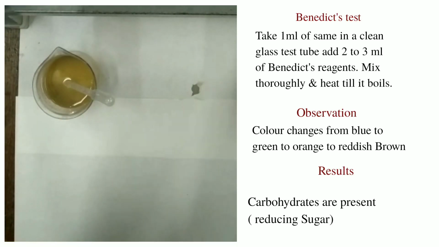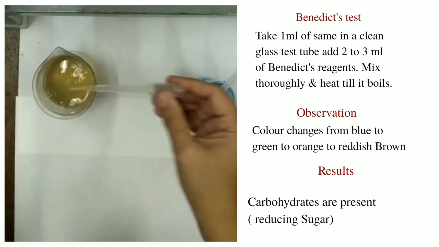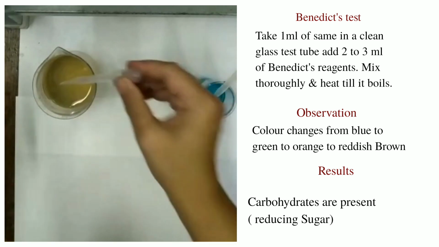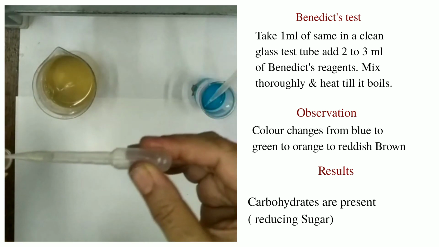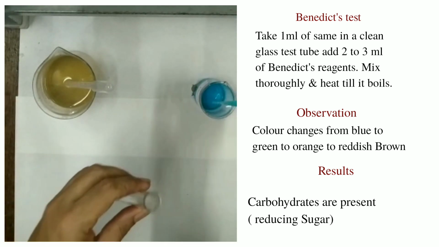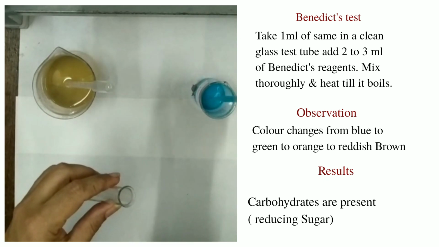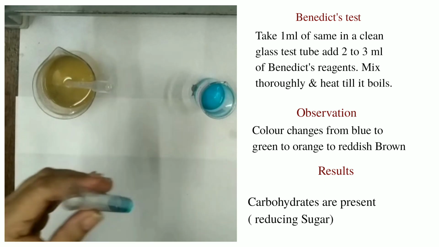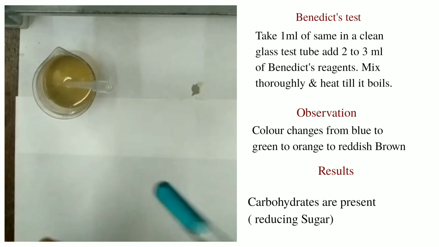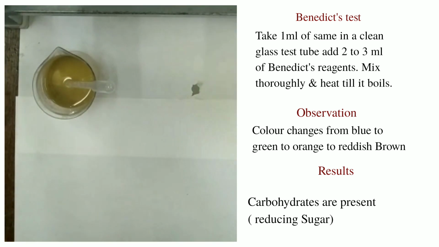The third test that we are going to do is the Benedict's test. In a clean glass test tube, take about 2 ml of the sample. Add 2 to 3 ml of Benedict's reagent. So the color of the sample is light blue. This also needs to be heated.